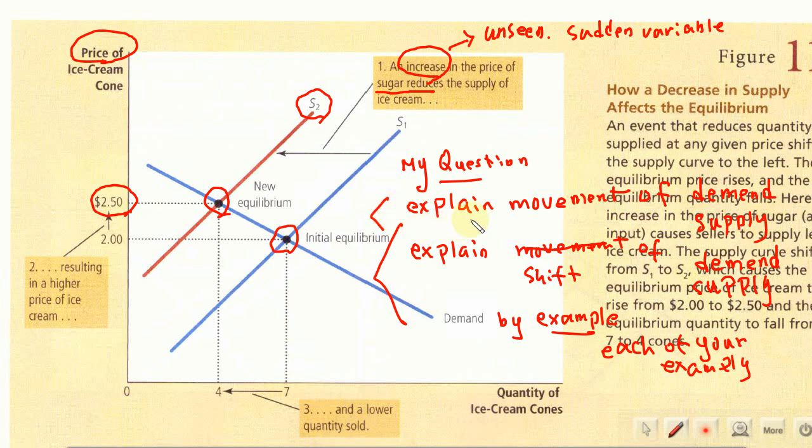So, number one, explain the movement of demand and supply. Number two, the shift of demand and supply, and you have to distinguish these two concepts. Okay? So this is my midterm assignment. So the more examples and the more detailed explanations, the higher the grade you can achieve. Okay?